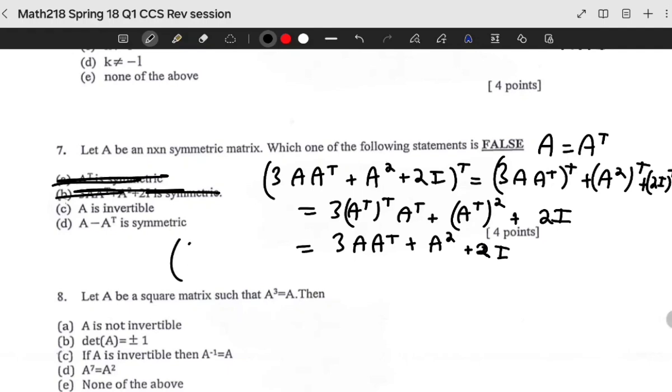That doesn't necessarily have to be the case. For example, this is a 2 by 2 symmetric matrix, and it's not invertible. Let's just check part D to make sure.